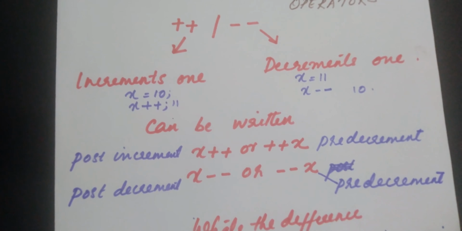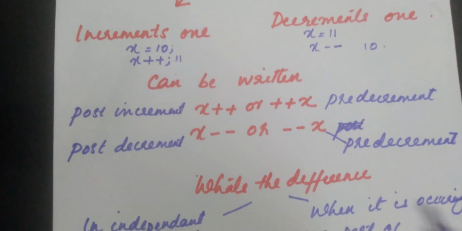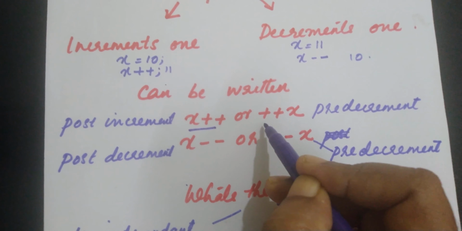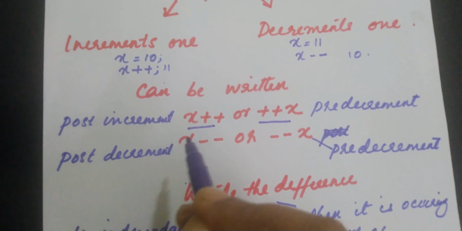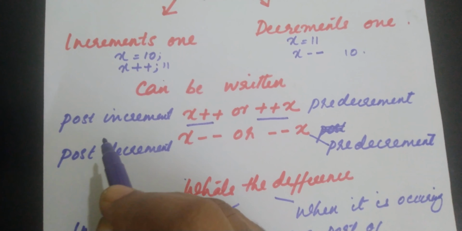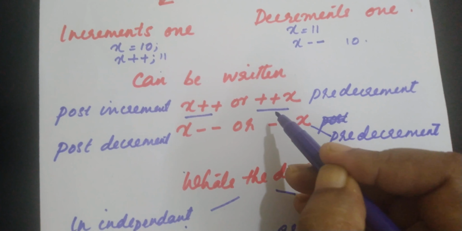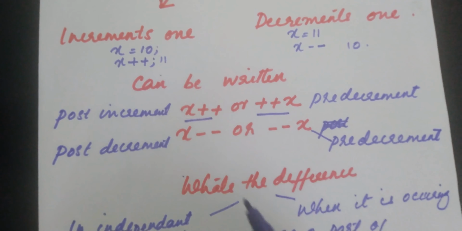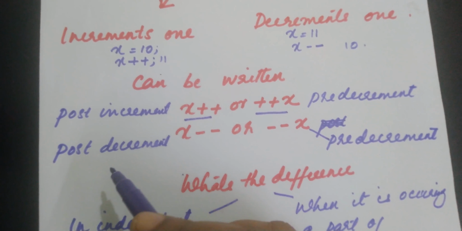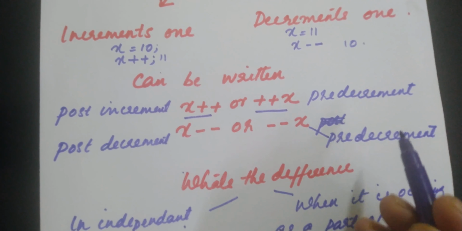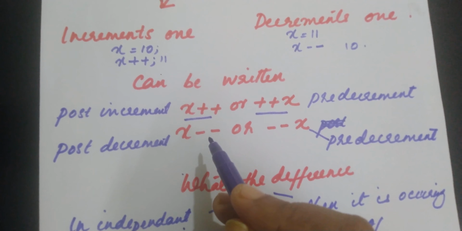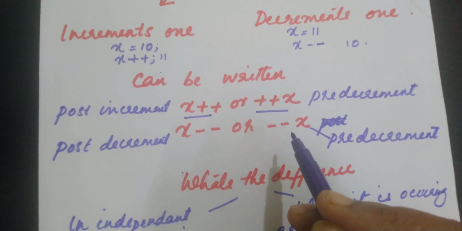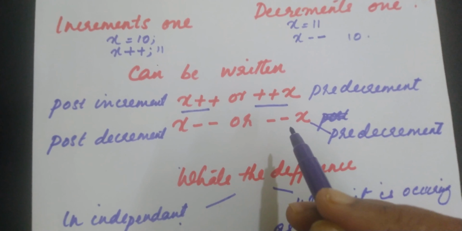And these operators have a peculiarity. These operators can be written in two forms. Either we can write x++ or we can write ++x. When it is written as x++, it is known as the post-increment operator, and when it is written as ++x, it is known as the pre-increment operator. In the same way, the decrement operator can be written as post-decrement and pre-decrement. That is, when the operator is placed after the operand, it is known as post-decrement, and if the operator is placed before the operand, it is known as the pre-decrement operator.